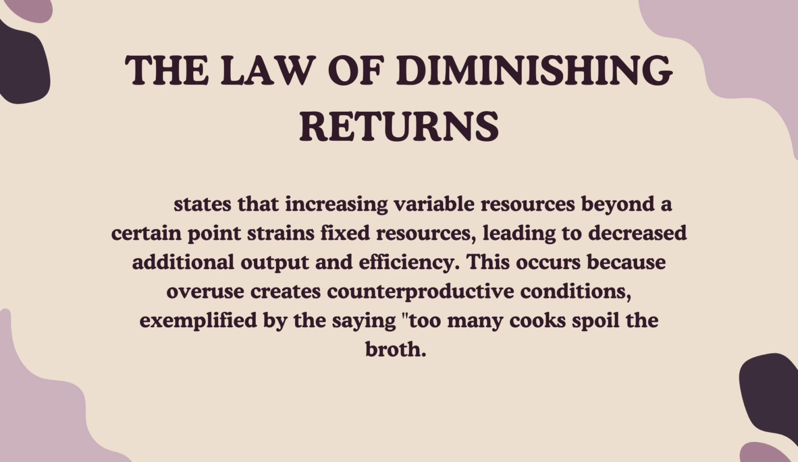Next, the law of diminishing returns states that increasing variable resources beyond a certain point strains fixed resources, leading to decreased additional output and efficiency. This occurs because overuse creates counterproductive conditions, simplified by the saying, too many cooks spoil the broth.